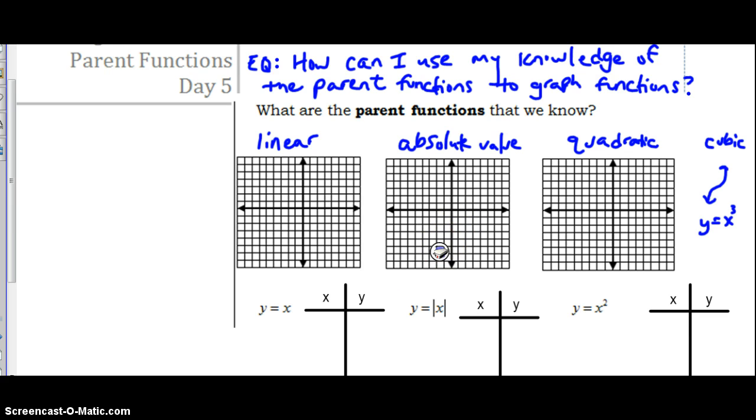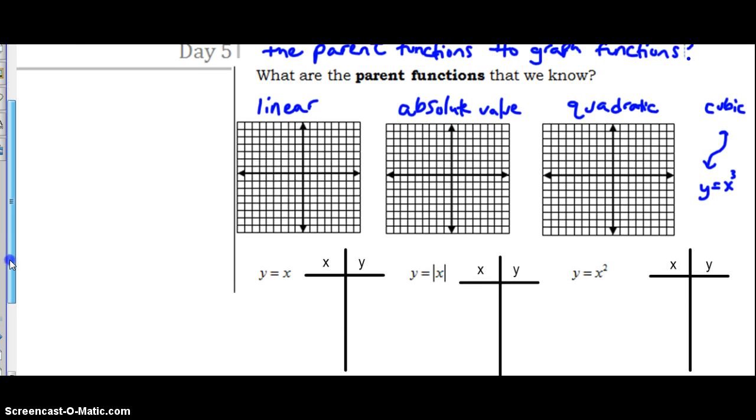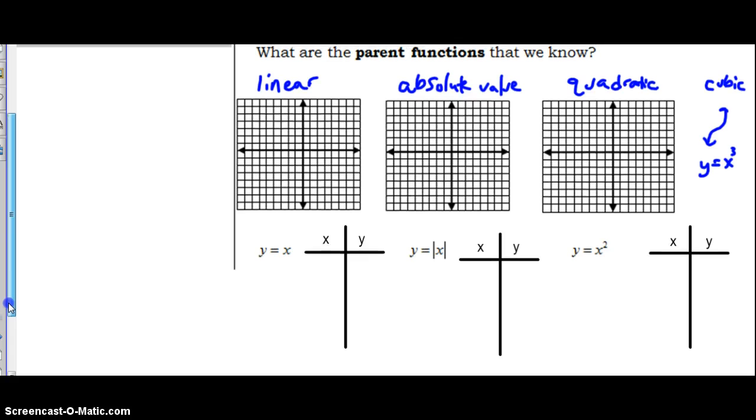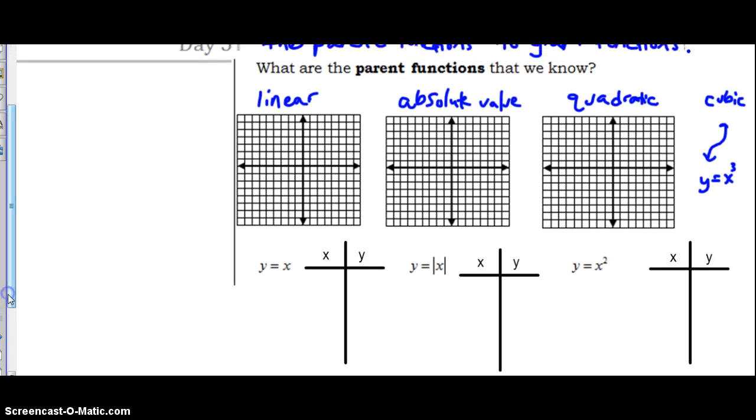Okay, so remember, if you forget your parent functions, you can always create a table to help you remember. So for the linear and our y equals x graph, down below in your notes you will also see the equation of our linear absolute value using a, h, and k, and we'll be talking about that next. But first let's think about the linear graph.